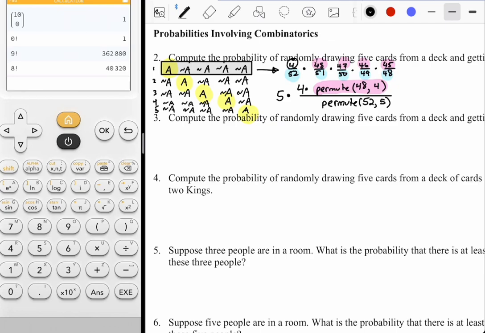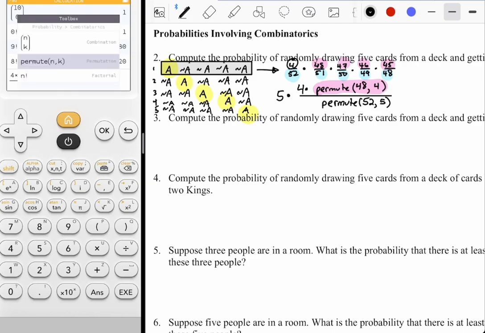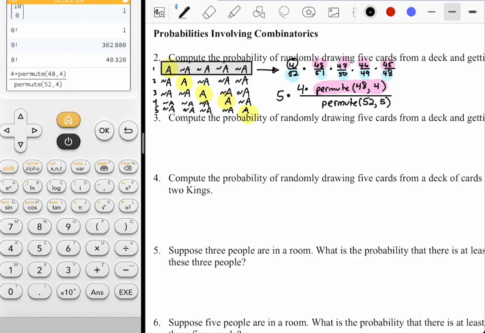But before we do that, we'll just do the computation. I'll multiply by 5 after the fact. 4 times permute 48, 4. We're going to divide that by permute 52, 4, and then multiply all that by 5. Let's do it that way. Put it in after the fact. All right. And then when we hit OK, we get our probability.